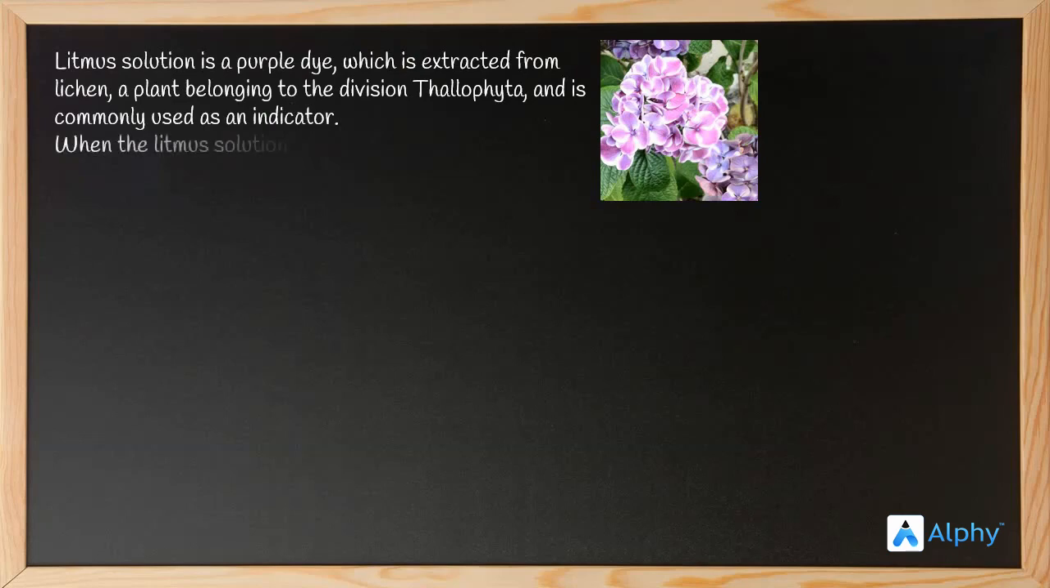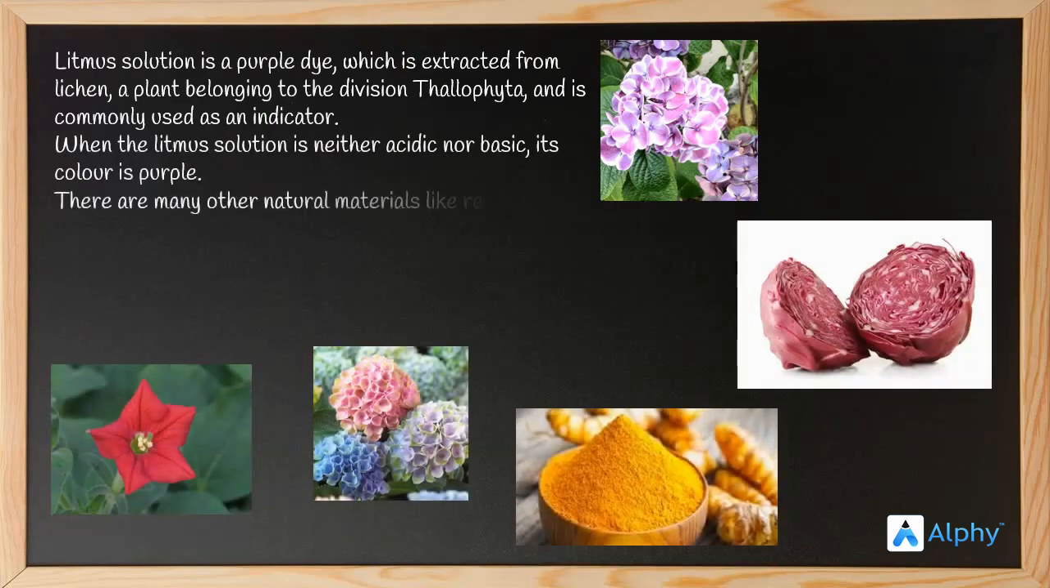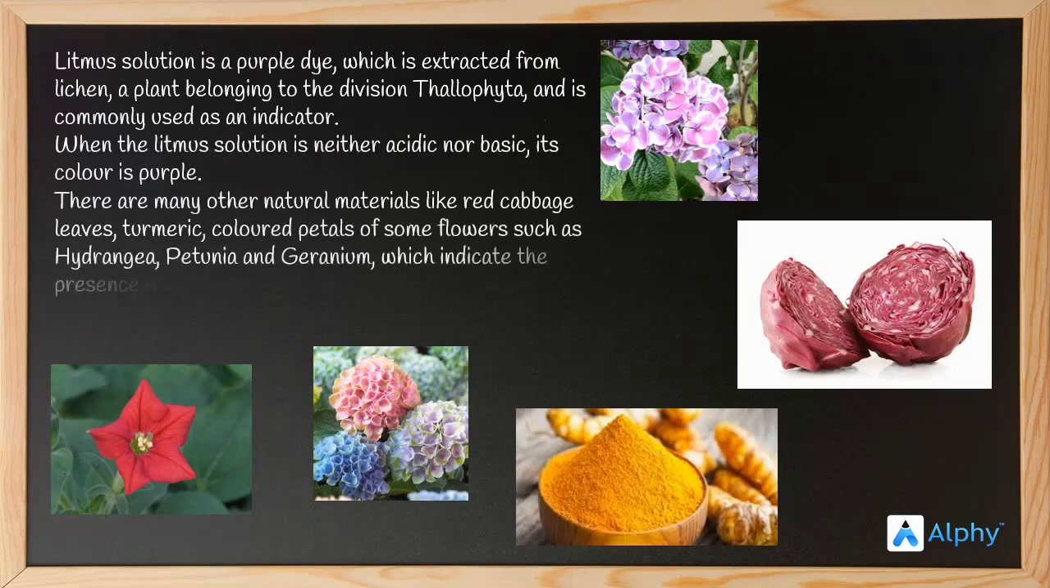Now, when the litmus solution is neither acidic nor basic, its color is purple. There are many other natural materials such as red cabbage leaves, turmeric, colored petals of some flowers such as hydrangea, petunia and geranium, which indicate the presence of acid or base in the solution. So all these names, red cabbage leaves, turmeric, colored petals of those flowers, are nothing but natural indicators. They are ready-made, available for us to use by nature itself, while synthetic ones are phenolphthalein, methyl orange, etc. So this was the introductory module.